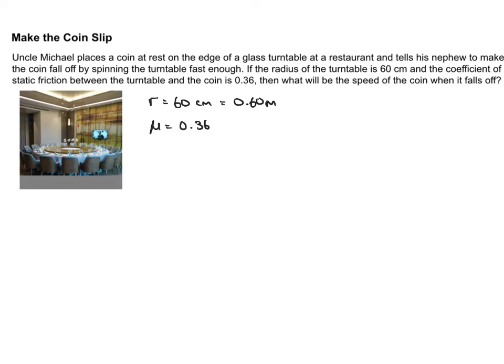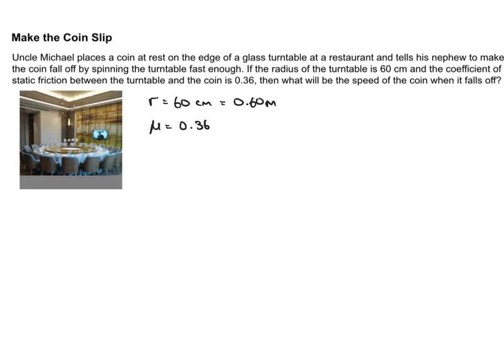So this question's not as physically realistic, because it seems like the child would have to make the table spin faster and faster and faster until the coin does fall off, which means that it's not exactly uniform circular motion. But we're just going to solve it as if it was. Okay, so we're going to ignore that.